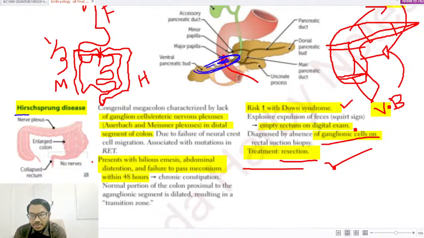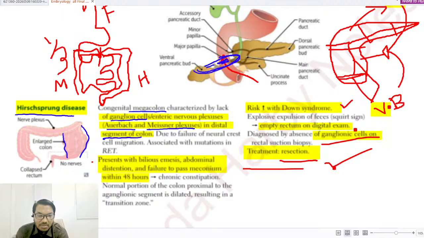Hirschsprung disease. Hirschsprung disease. This is a congenital megacolon. You can see the colon became very large. Congenital megacolon characterized by lack of ganglionic cells, of which plexus, Auerbach's and Meissner's plexus, in the distal segment of the colon. As a result, the colon becomes very big, and the child presents with bilious emesis, abdominal distension, and failure to pass meconium within 48 hours. Hirschsprung disease.